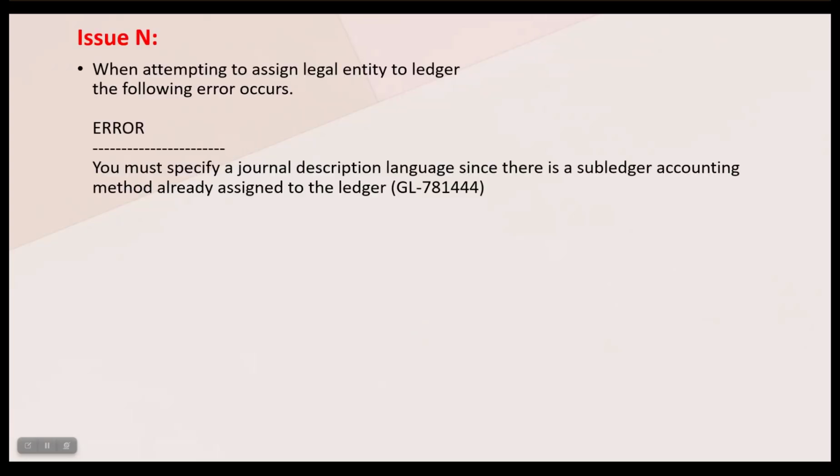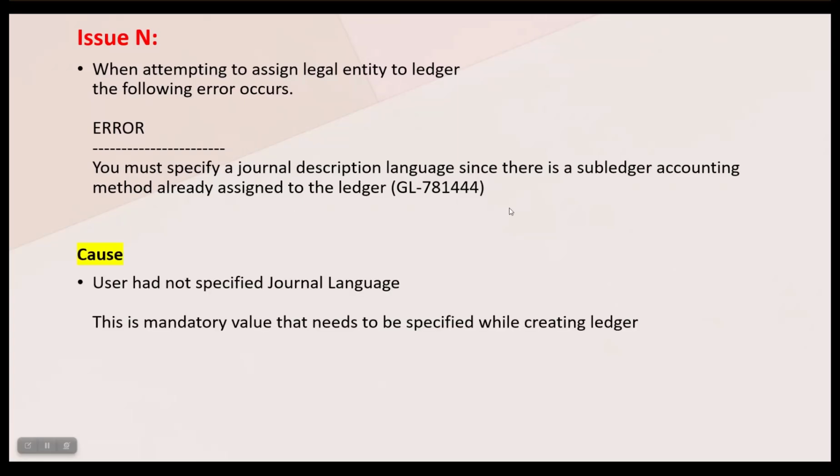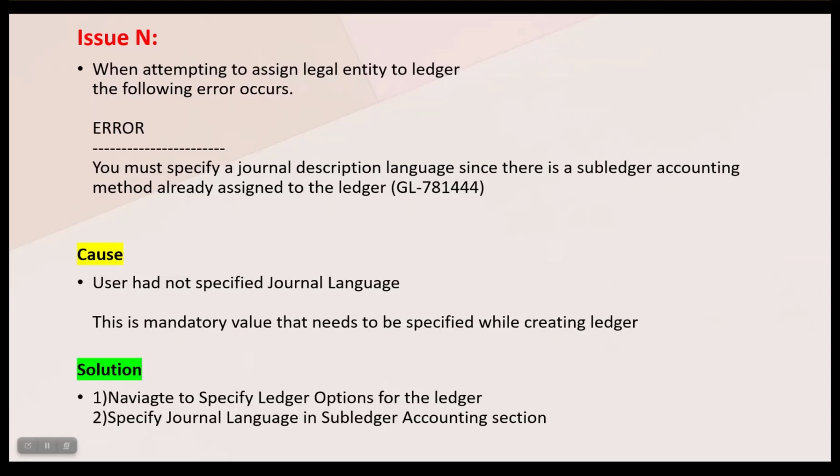What next? When attempting to assign legal entity to ledger, you get an error like this about journal descriptions. The user had not specified the journal language. This is a mandatory value that needs to be specified while creating the ledger. Solution: navigate to Specify Ledger Options, select your ledger as the scope, and specify the ledger journal language in the Subledger Accounting section, because this is a mandatory value.